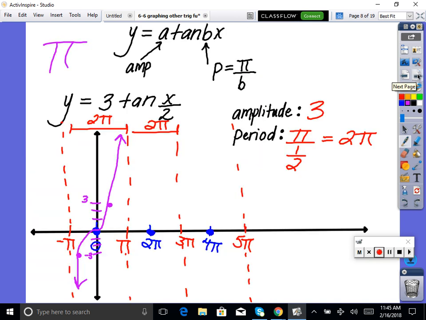So now let's keep going with the same pattern. From here we'll be up at our amplitude, here we'll be down at our amplitude, down. So tangent is increasing. That's one thing you're going to have to remember. Tangent is increasing from left to right.